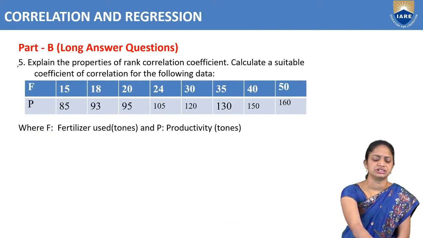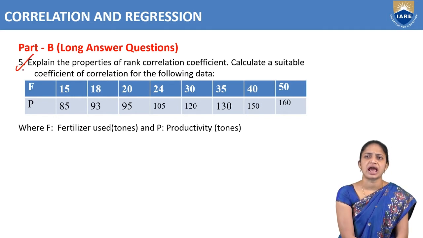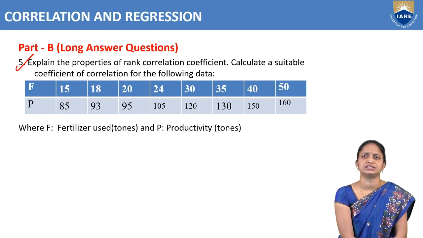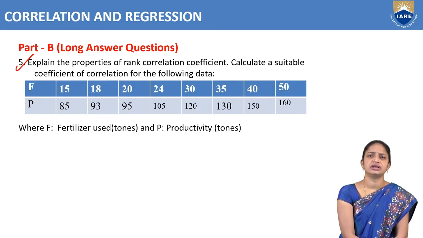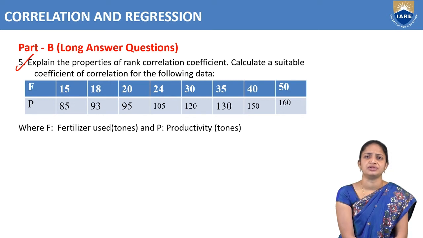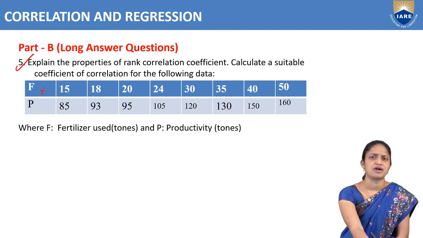So next, fifth question, explain the properties of rank correlation coefficient. Calculate a suitable correlation coefficient or coefficient of correlation for the following data. Here they have given F values, P values. F is nothing but fertilizer used, and P is nothing but productivity. Those both are in turns. So you just have to take this as x value and this as y value.